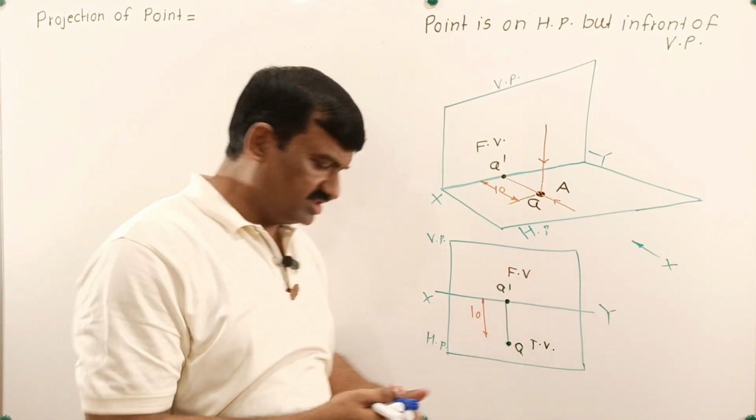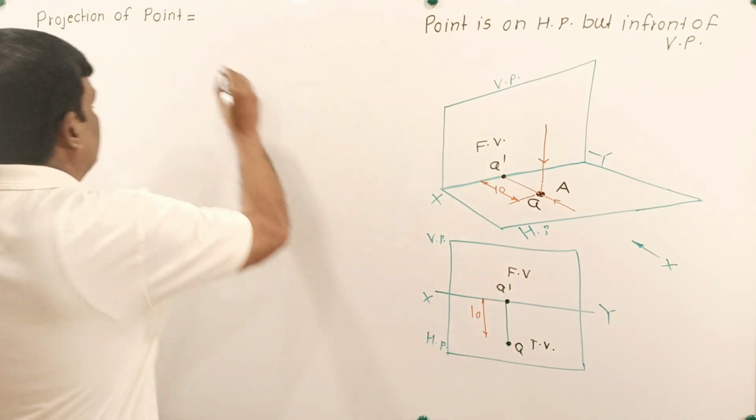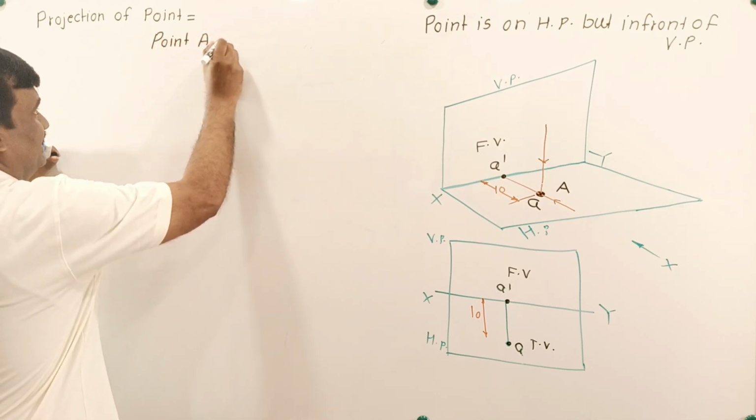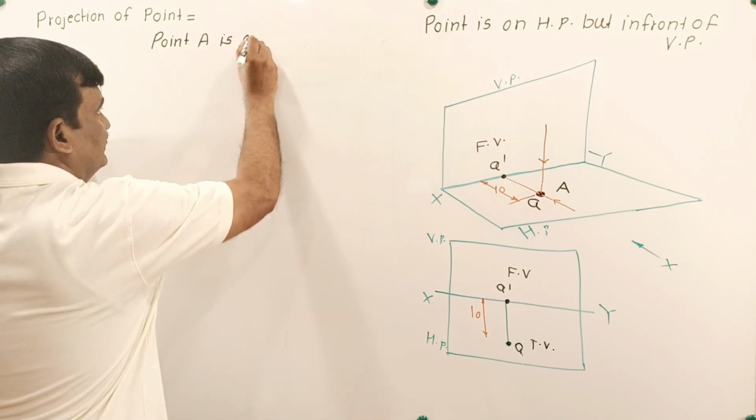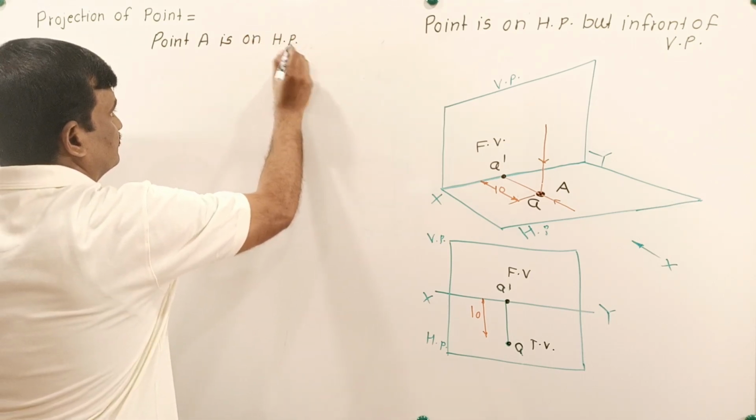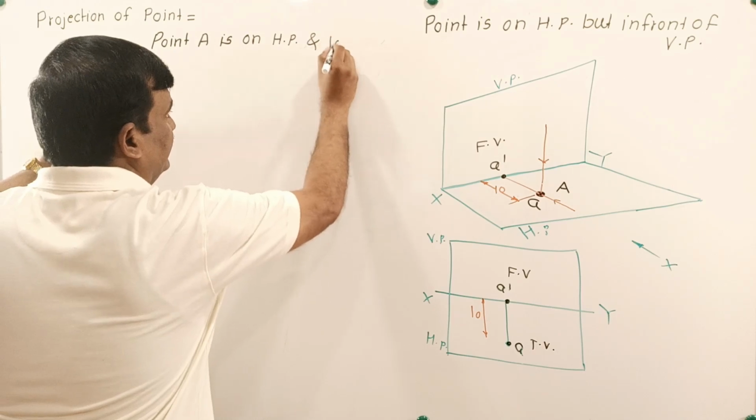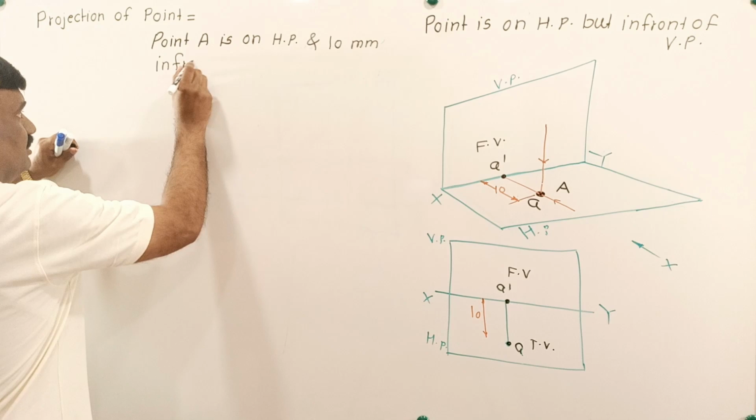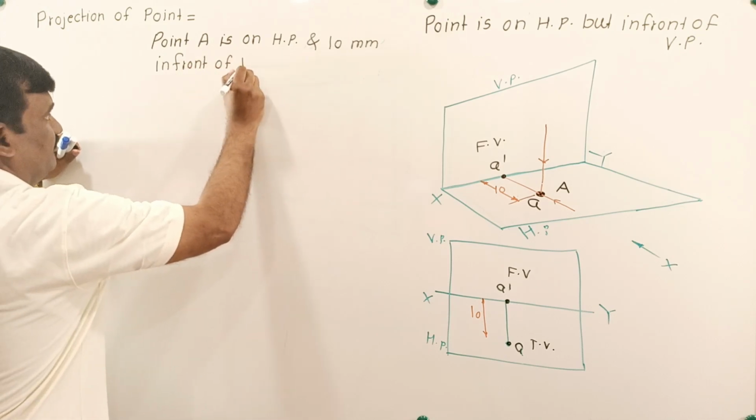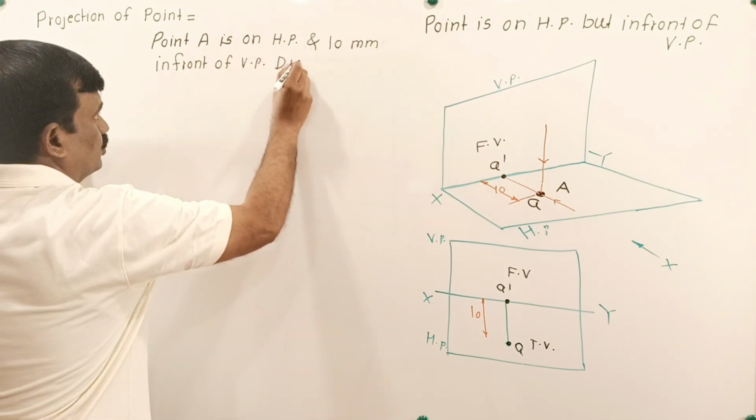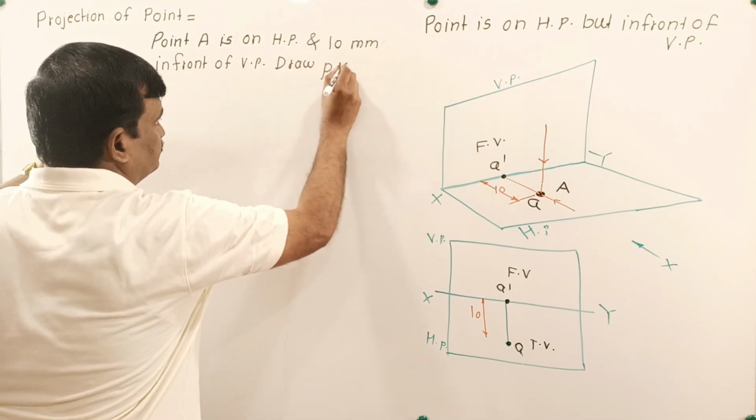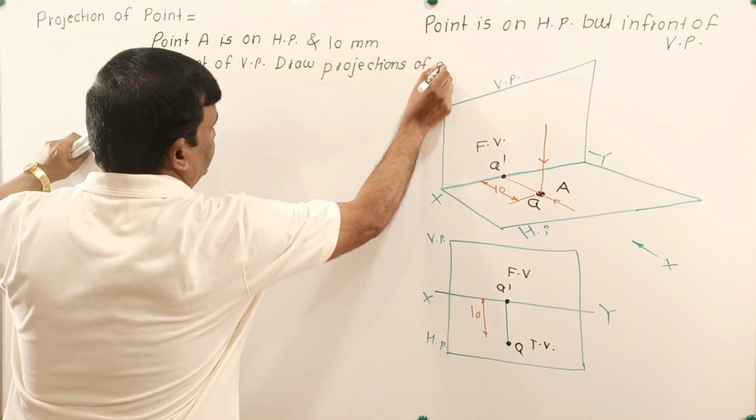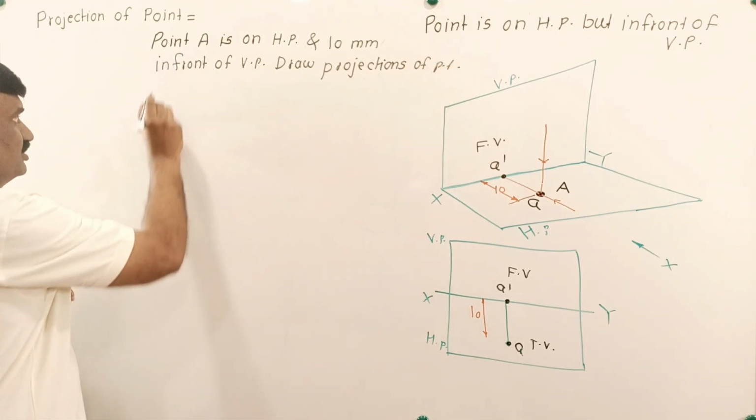चलो एक छोटा सा प्रॉब्लम फॉर्म करते हैं. Let this be point A. Point A is on HP and 10 mm in front of VP. Draw projections of point A. So write the given data.